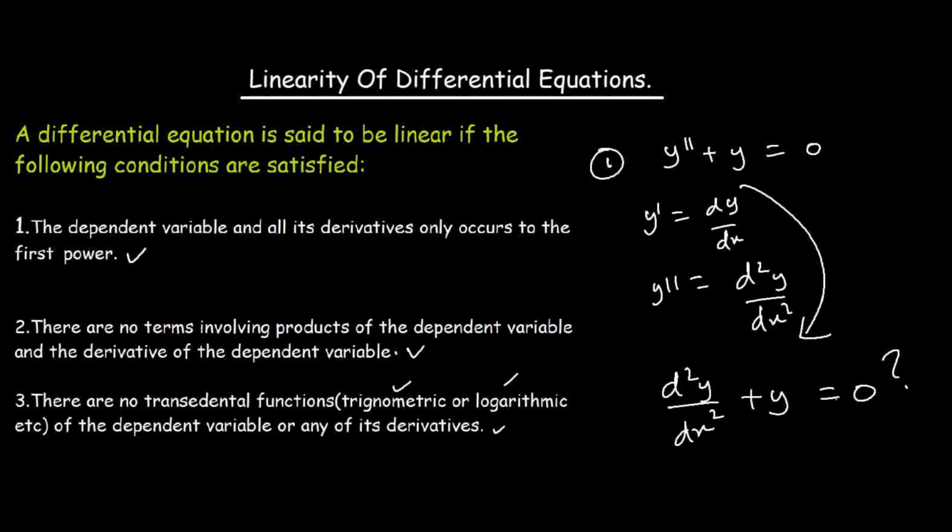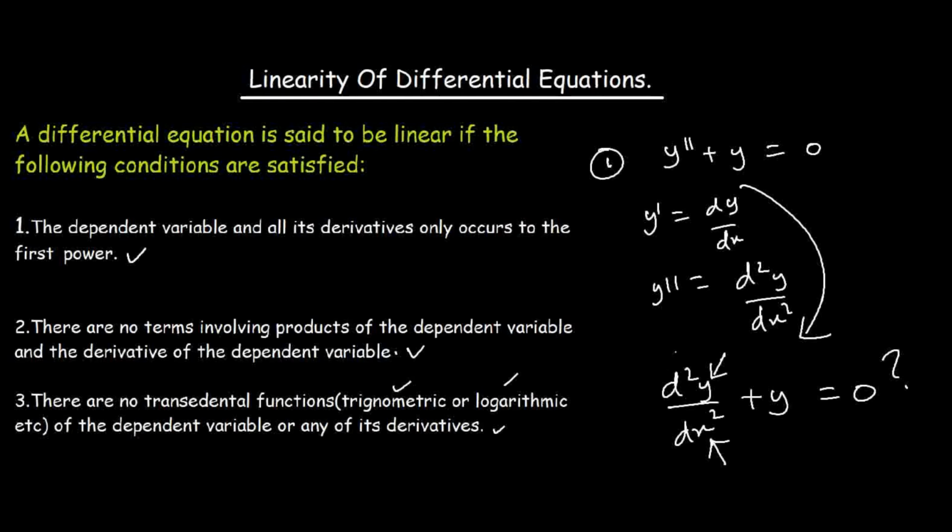So let's look at the conditions. The condition says that the dependent variable and all its derivatives only occur to the first power. So that's the first condition. Now let's identify the dependent variable. In this case, the dependent variable is y, and the independent variable is x.